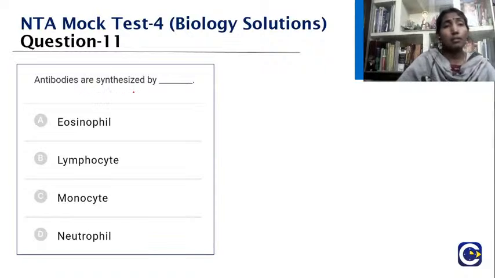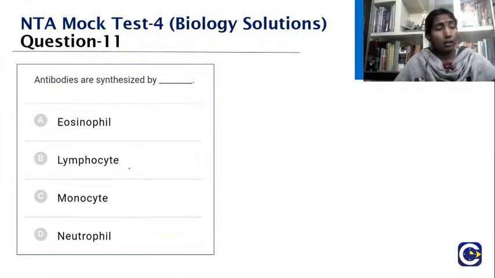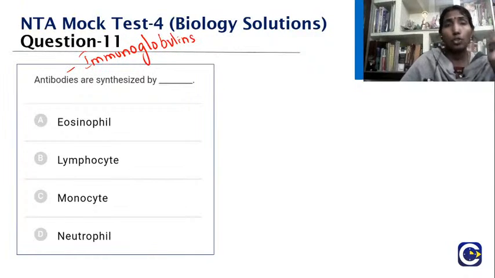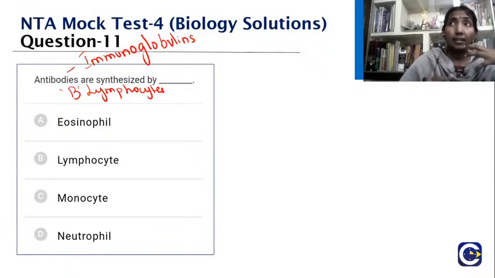So antibodies are synthesized by eosinophil, lymphocyte, monocyte, or neutrophil. So what should be the right answer? See, antibodies are otherwise called immunoglobulins. They are going to protect our body from various pathogens. Antibodies are actually produced by B lymphocytes. Lymphocytes are classified into T lymphocytes and B lymphocytes. The B lymphocytes will produce the plasma cells. They are the precursors, and from those only the antibodies are produced.